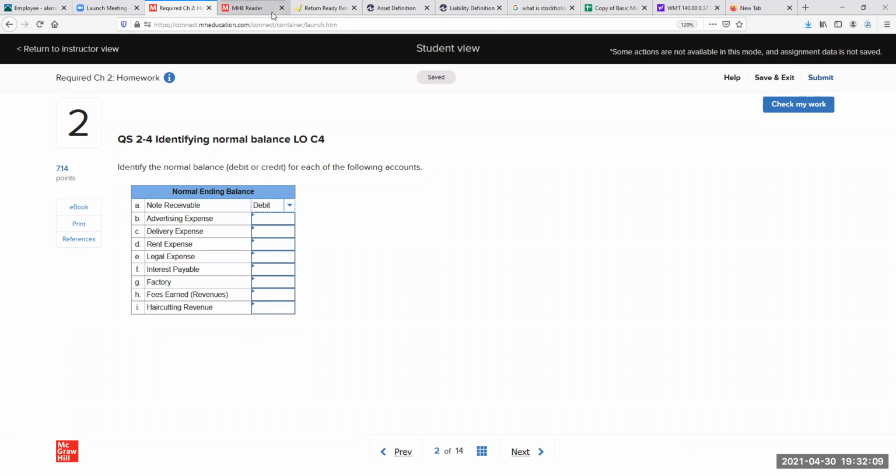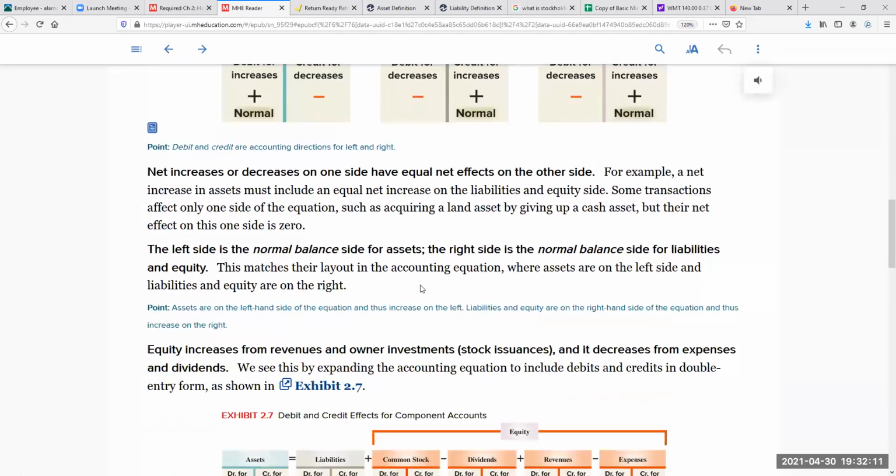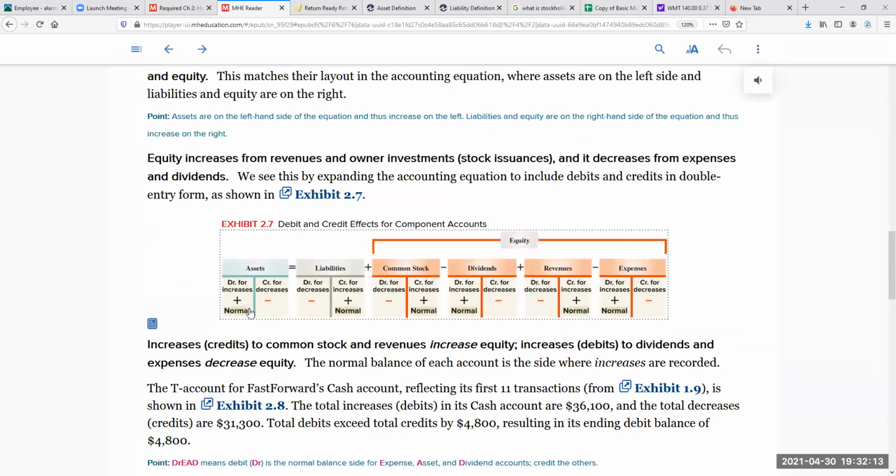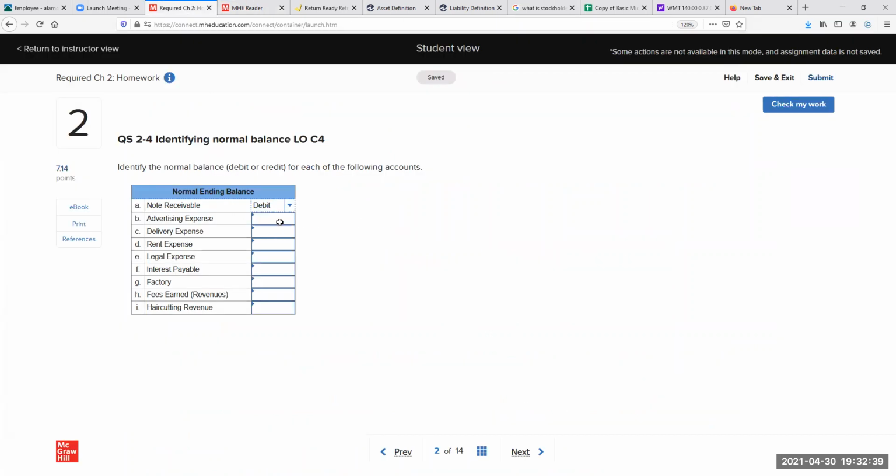What's the rule for expenses? Expenses increase on the left, so that's the normal balance. Revenues increase on the right. Dividends increase on the left. So this is the expanded section, because all these things affect equity. Common stock increases equity. Dividends reduce equity. When you sell something, revenue increases your equity, and expenses reduce it.